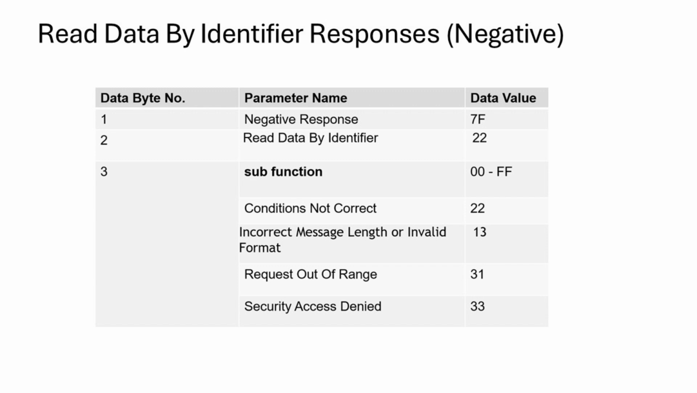For security reasons, they might have implemented that we have to unlock security access level 1, level 2, or something, and level 4. So if you're not unlocking and reading this data, then you will get this security access denied 33.